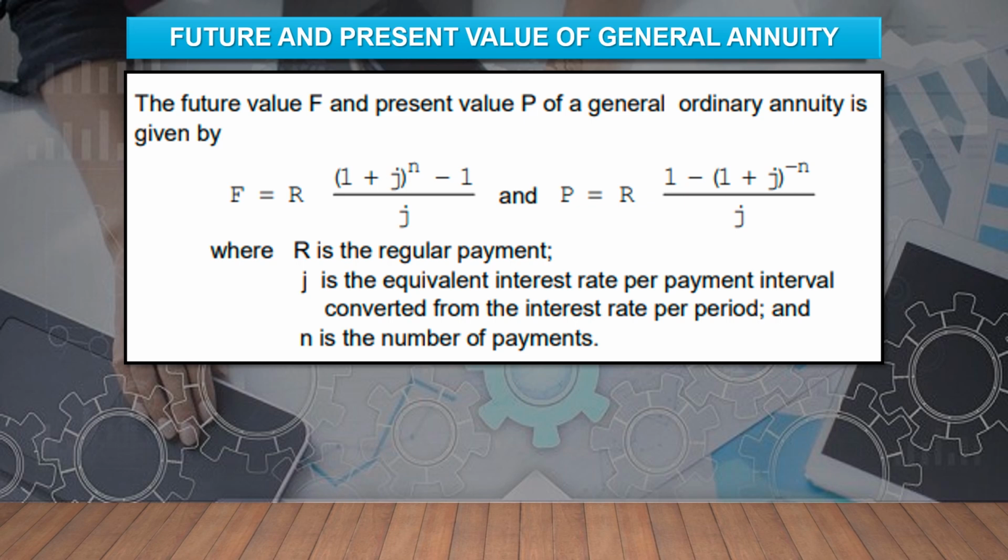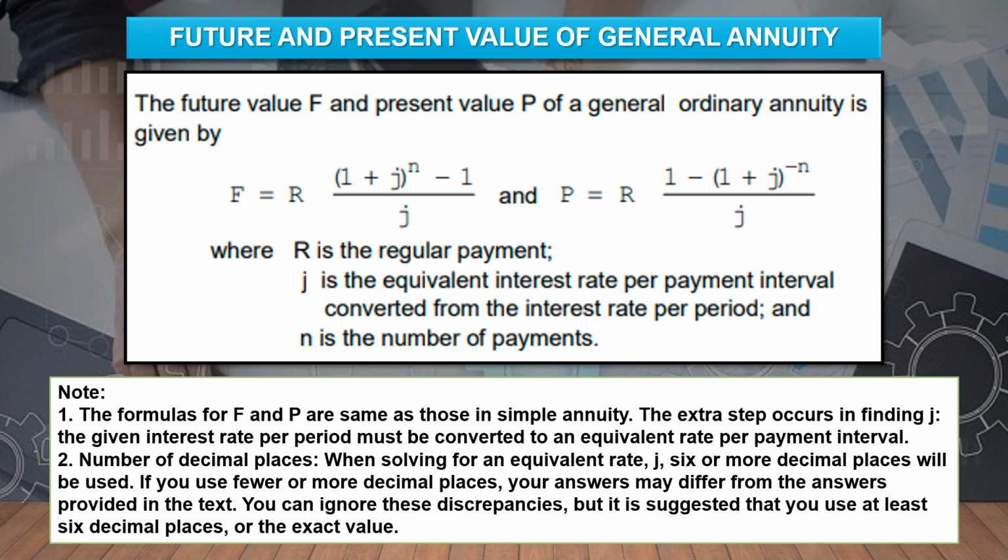where r is the regular payment, j is the equivalent interest rate per payment interval converted from the interest rate per period, and n is the number of payments. So take note, the formulas for f and p are same as those in simple annuity. The extra step occurs in finding j. So we have a different formula for finding j. The given interest rate per period must be converted to an equivalent rate per payment interval. So this was discussed previously, so I hope that's still fresh on your minds.